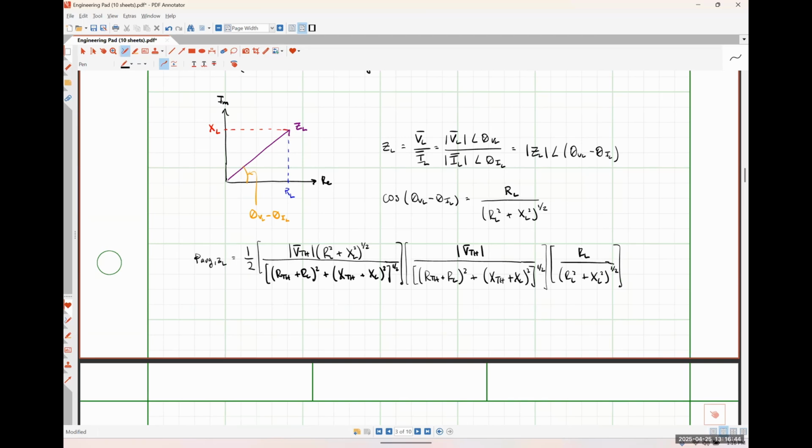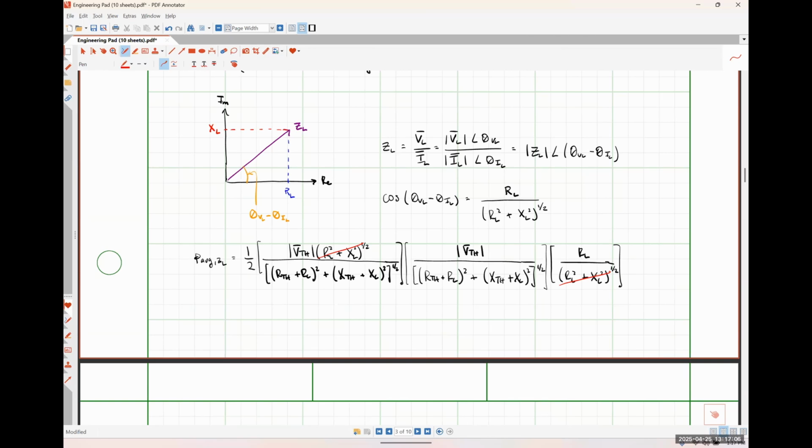And now I'm going to simplify this thing a bit. Okay. So hopefully we can all see that I have a common factor of the square root of RL squared plus XL squared here in the numerator of my voltage term and the denominator of my cosine term. So those guys are going to cancel each other out.